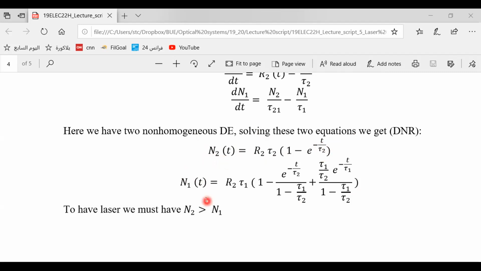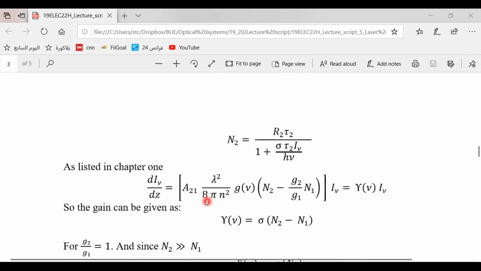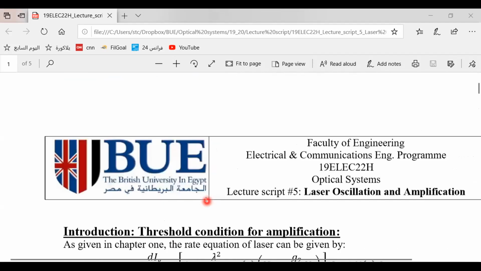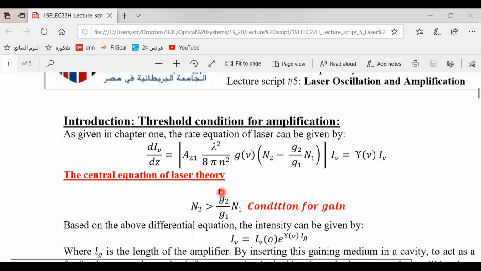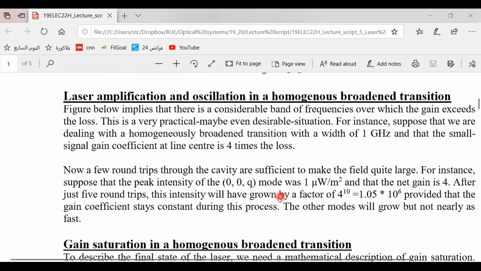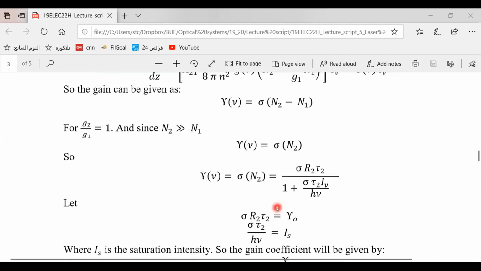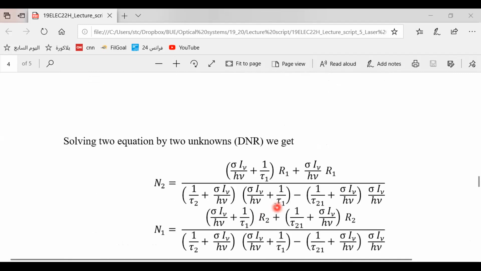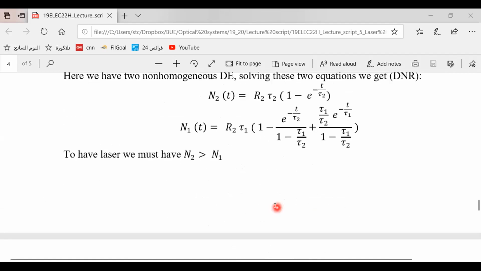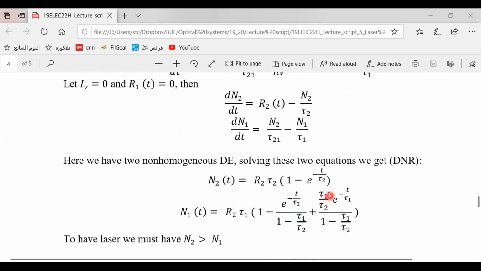As you know, from the first slide in this lecture or from the previous slides, the condition of lasers is that N2 should be greater than N1. So what we are going to do now is examine from these two equations if N2 is greater than N1 or not. We will do this mathematically. So let me now return back to the slides.